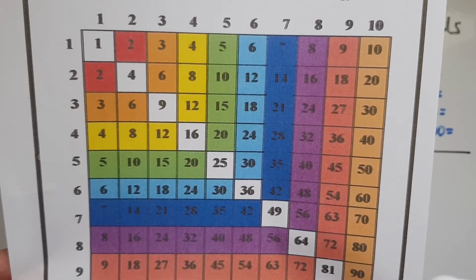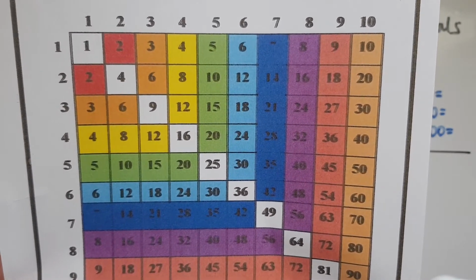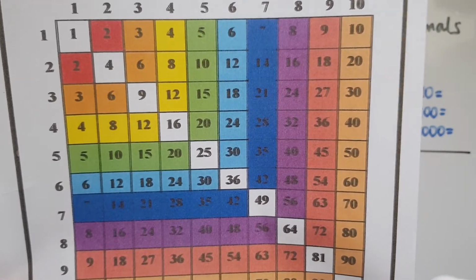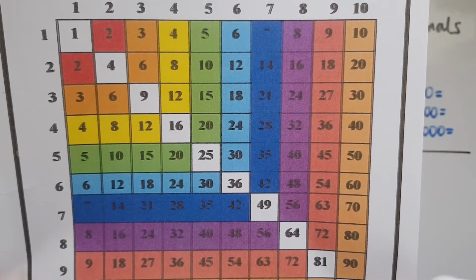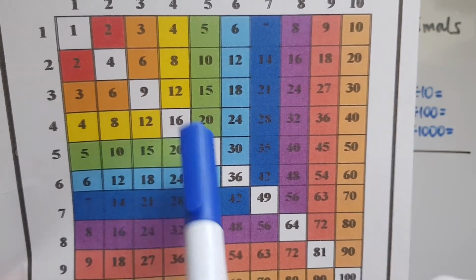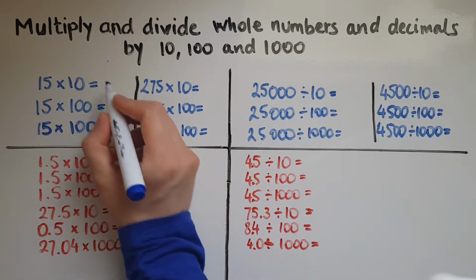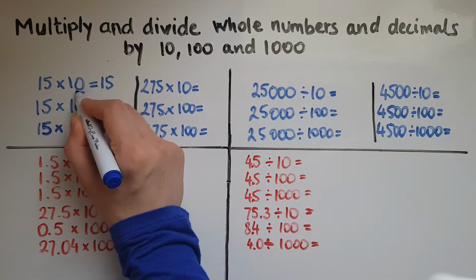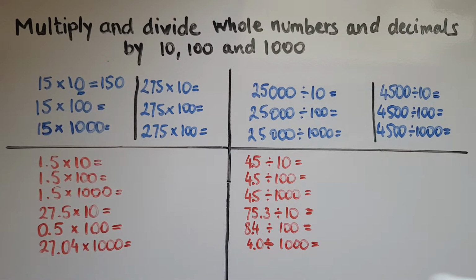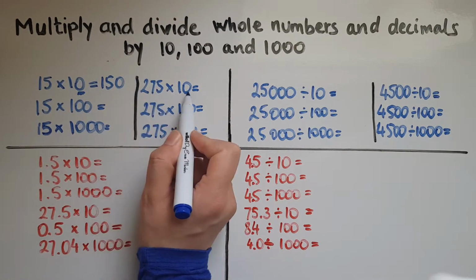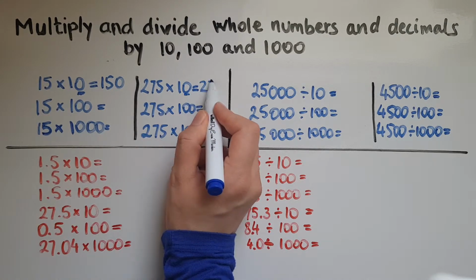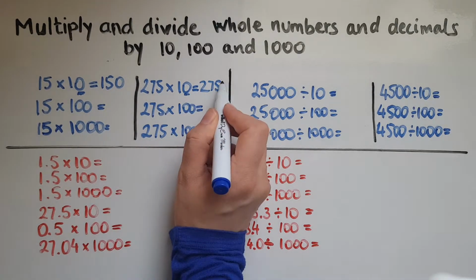Because every time you multiply a whole number by 10, this is what happens. You add a 0 at the end. So 8 times 10 is 80. So what do you expect is going to happen when you multiply 15 by 10? I'll write 15 as it is, and I'll add the 0. So that becomes 150. We've got 275 times 10. So 275 rewritten, and add the 0 from the 10.